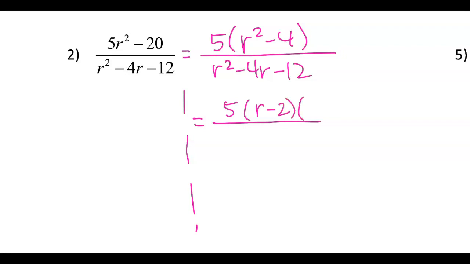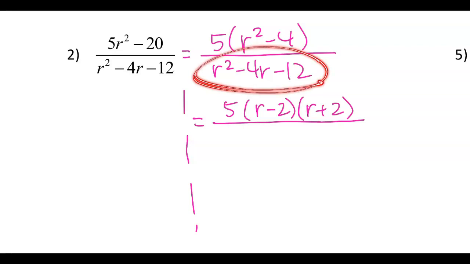Mm-hmm. And then what's the other one? Nope, not r minus. There you go. That's a difference of squares, guys. R squared minus 4, you can take the square root of both of them. So that's a difference of squares. In the denominator, you should be able to factor this as well.